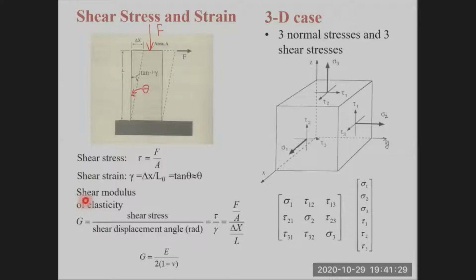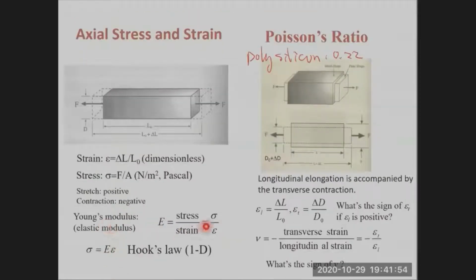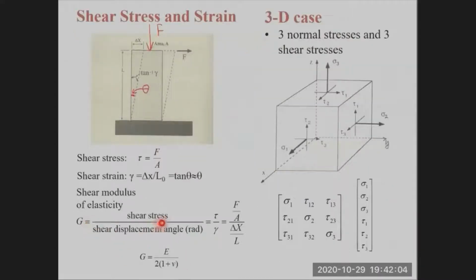We can define a shear modulus of elasticity, G. G is defined as the shear stress over the shear displacement angle, namely the shear strain. So it's tau over gamma: shear stress over shear strain. This definition is similar to the definition of Young's modulus. Young's modulus is defined as the axial stress over axial strain. G is shear stress over shear strain.